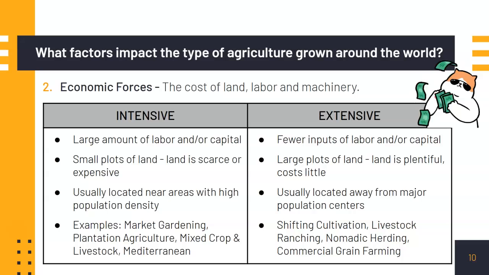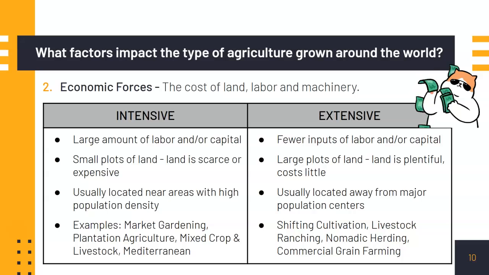On the other hand, extensive agriculture requires fewer inputs of labor and capital, but operates on a much larger plot of land. This type of farming is found in areas where land is plentiful and inexpensive, often far from major population centers. Extensive agriculture focuses on lower yields per unit of land, but the large scale of operations makes it economically viable.